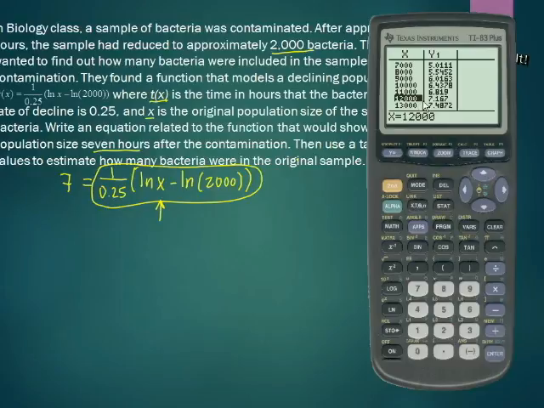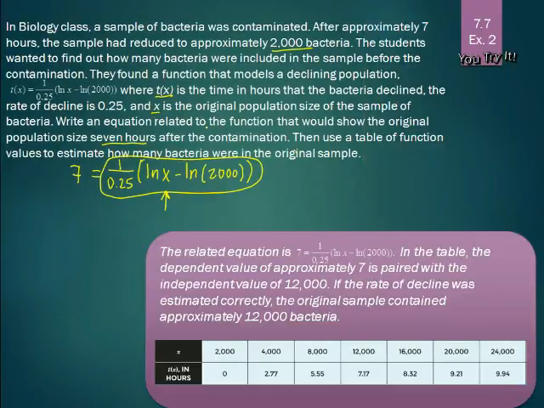That's so close to 7, so we can go ahead and summarize our answer and say that the original sample size was about 12,000. The related equation is 7 equals 1 divided by 25 hundredths times the natural log of x minus the natural log of 2,000. In the table, the dependent value of approximately 7 is paired with the independent value of 12,000. If the rate of decline was estimated correctly, the original sample contained approximately 12,000 bacteria.